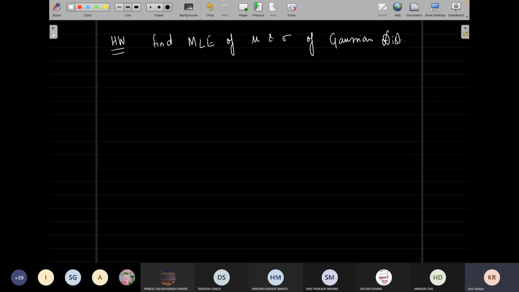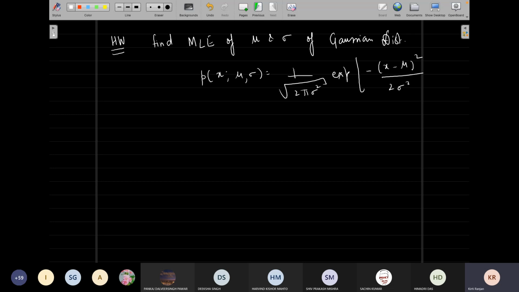Remember, your Gaussian distribution is described by 1 over root 2 pi sigma square, exponential minus x minus mu square over 2 sigma square, with minus infinity less than x less than infinity, and minus infinity less than mu less than infinity. Sigma is always greater than 0. Equal to 0, it's a delta function. We'll not talk about that.